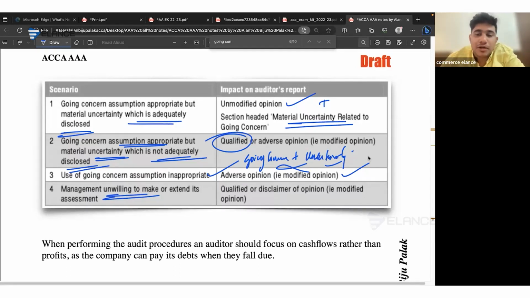Then if the management is unwilling to make the assessment, then we won't be able to conclude whether there is any misstatement or not. So we will provide a disclaimer of opinion. If the management is not extending the assessment or not performing the assessment completely, then in that case, we need to provide a qualified opinion.